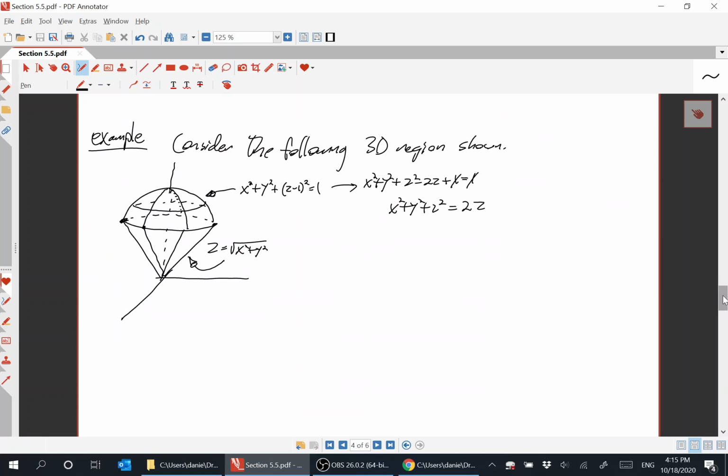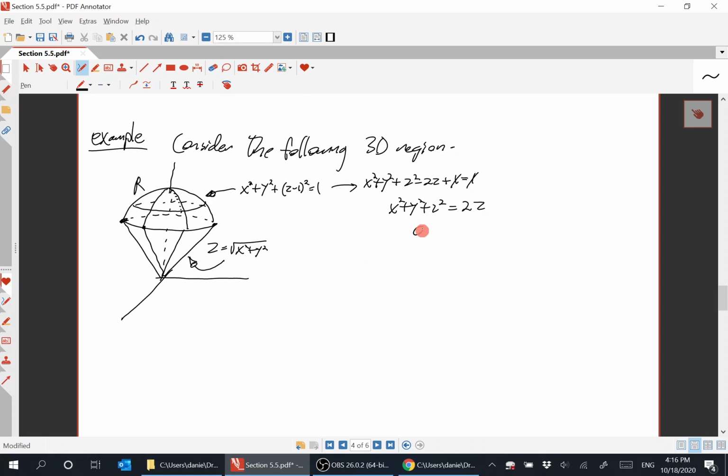So consider the following 3D region. Let's again just calculate the volume. Oh, I'm sorry, this is R right here. So what do we have?